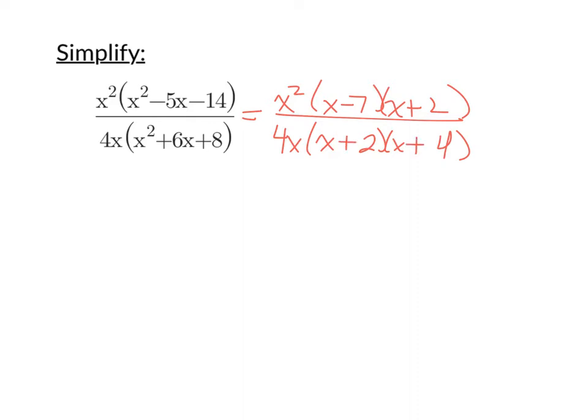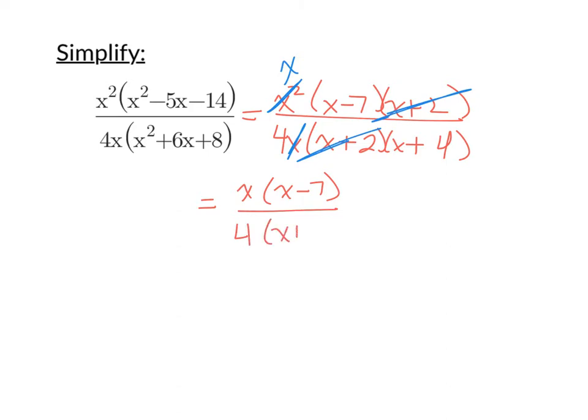Once everything is completely factored, now we can go through and look for common factors. Obviously we have the x plus 2. But we also have, in the numerator, this x squared that can cancel with the x that's in the denominator. That'd still leave us with 1x up in the numerator. Now that everything's canceled, we can see what we have left. In the numerator, it's x times x minus 7. And in the denominator, I still have that 4 and the x plus 4. Now that it's all simplified, and I know there's no other common factors that are going to cancel, we should multiply this one out into x squared minus 7x over 4x plus 4.